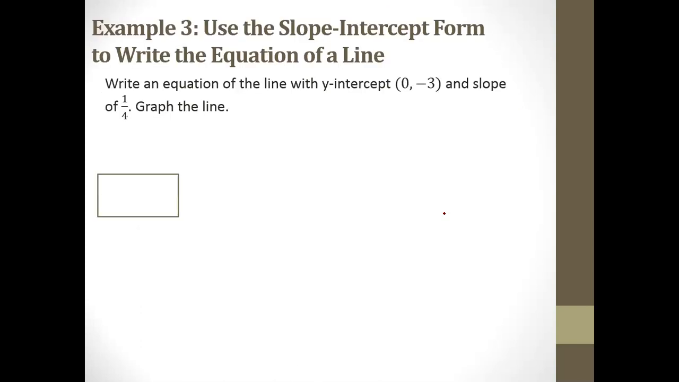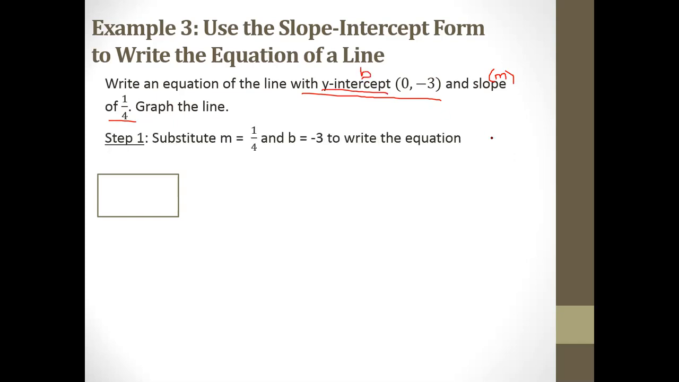All right, in example 3, we have a slope-intercept form of the equation that we're asked to write, when we're given a y-intercept of (0, -3) and a slope of 1/4. So our slope, remember, is our m term and the y-intercept is our b term. So we just need to substitute those values into the slope-intercept form of an equation.